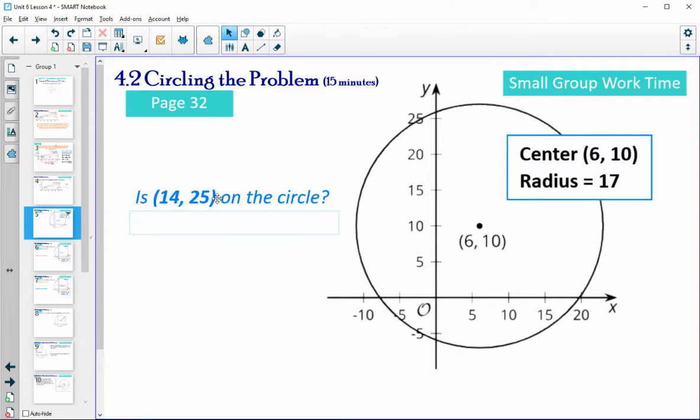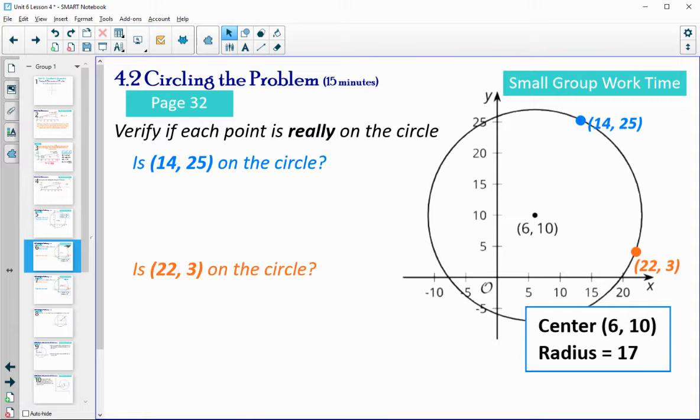So take a look at point (14, 25). Do you think that this point is on the circle? We could kind of estimate. Here's 14, go to 25. So is that point on the circle or is it not on the circle? What do you think? How about (22, 3)? Do you think those 2 points are on the circle or are they not? And could you verify it? Could you prove to somebody that your guess is correct or incorrect?